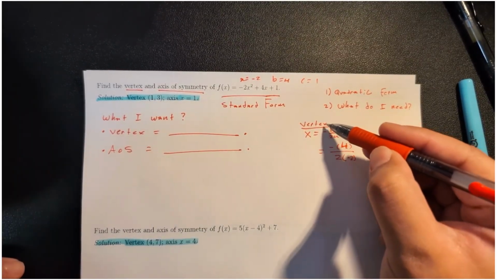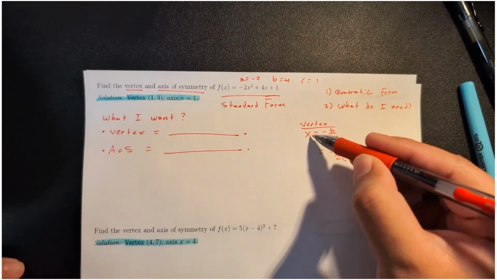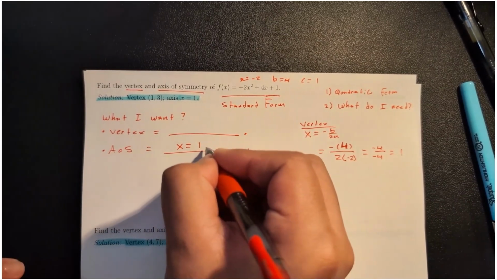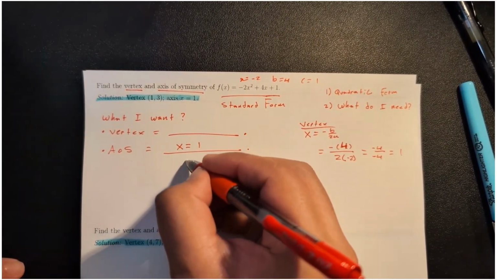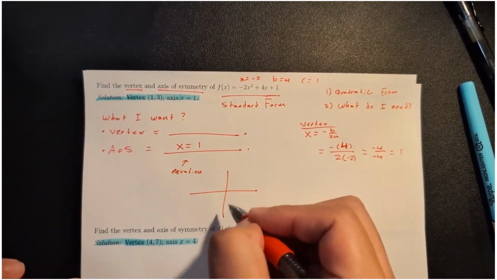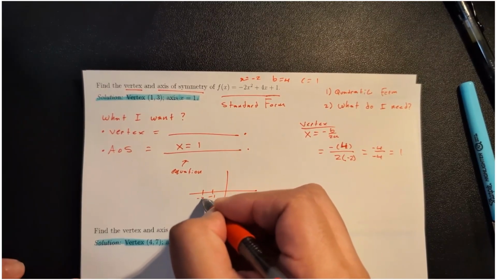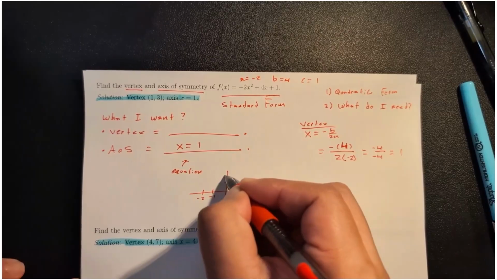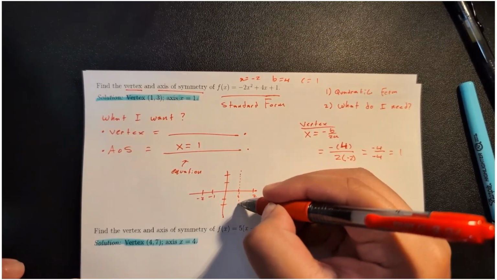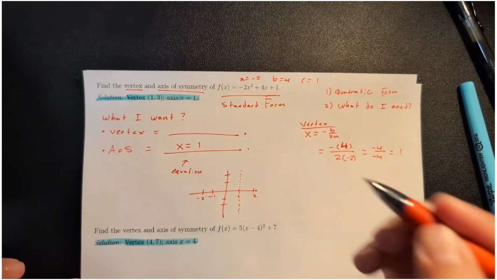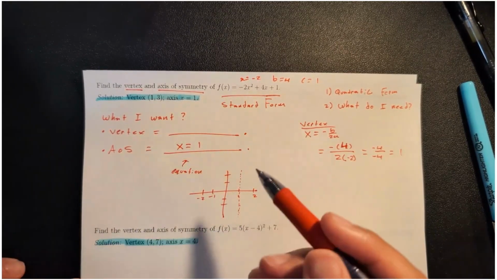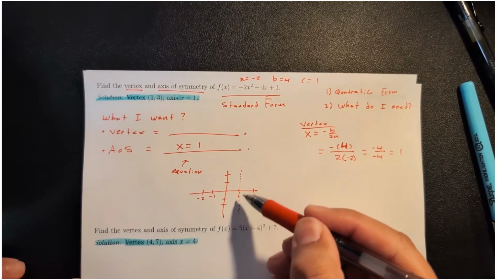Okay, so finding my vertex, this value is actually going to be my axis of symmetry. So axis of symmetry is x equals 1. This is an equation. Right, so let's do negative 1, negative 2, 1, 2, and so on. So my axis of symmetry is going to be right here at x equals 1. And our parabola is going to go up or down. But since we know a is negative, we know it's going to go down. And then our vertex is going to be somewhere on this line.